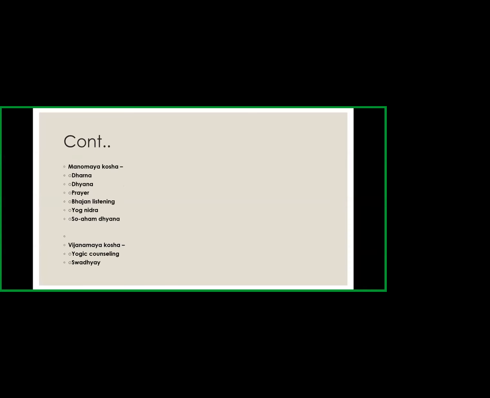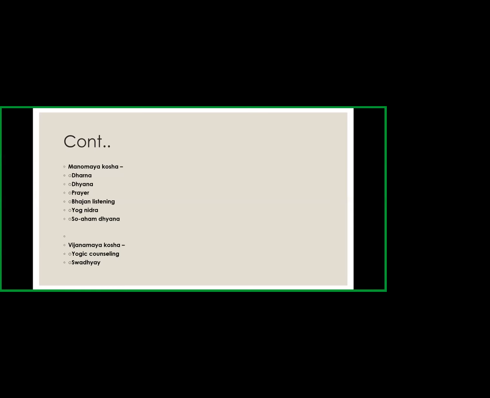Now coming to Manomaya Kosha, what can we do? Dharna. What is dharna? When we concentrate on just one thing, we make our mind sit on something for a long duration. One example of dharna is Arjun piercing the eye of the bird. Arjun piercing the eye of the bird is dharna.